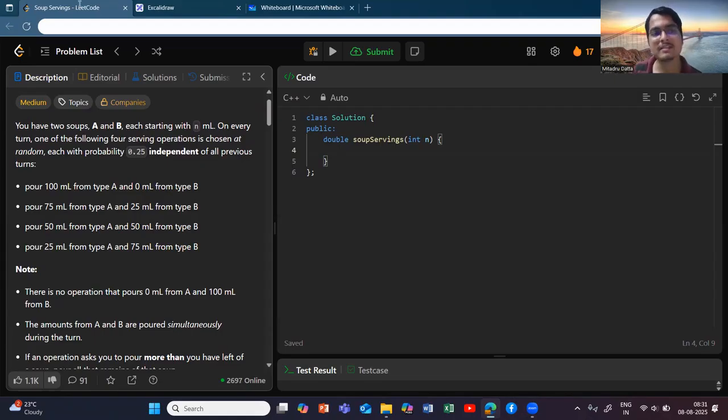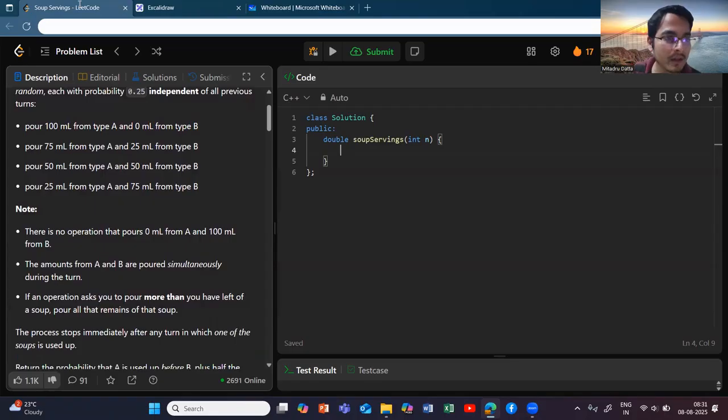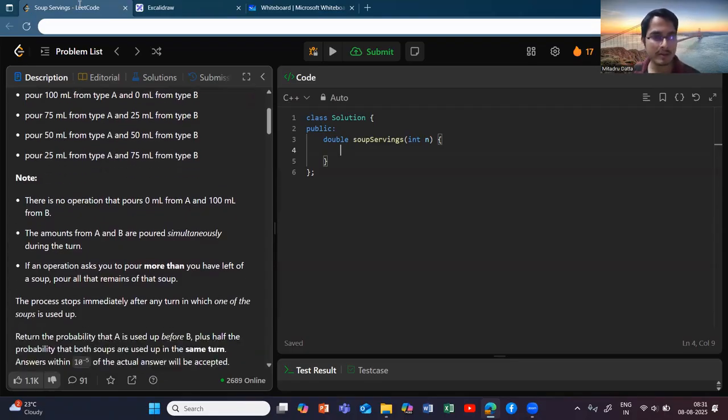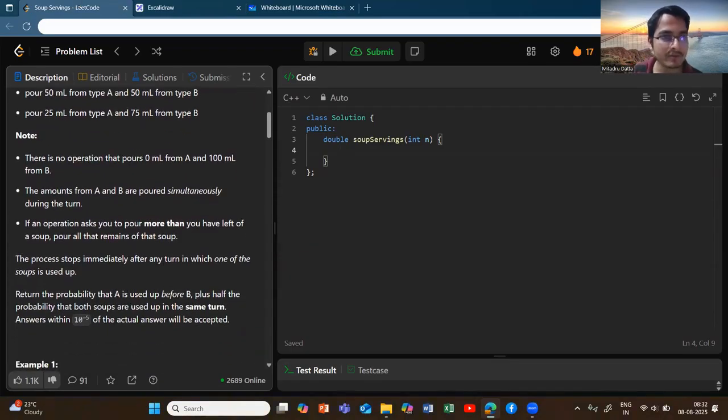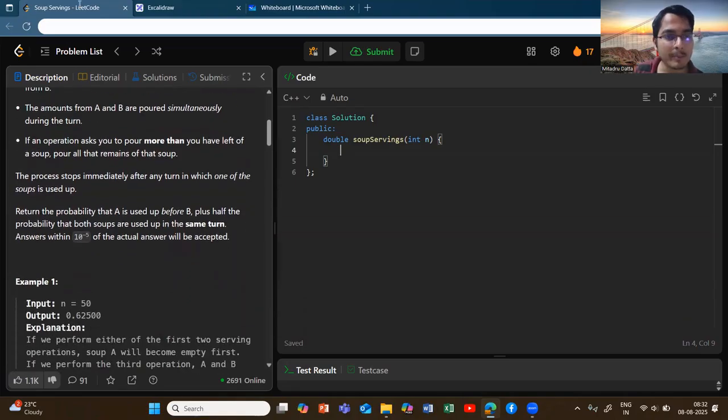But you see, there is no operation where 0 ml from A and something from B is poured. So no matter what operation you perform, the content of A will always decrease, but the content of B may or may not decrease. There is no operation that pours 0 ml from A and 100 ml from B. The amounts from A and B are poured simultaneously during the turn, and you need to find a probability answer.